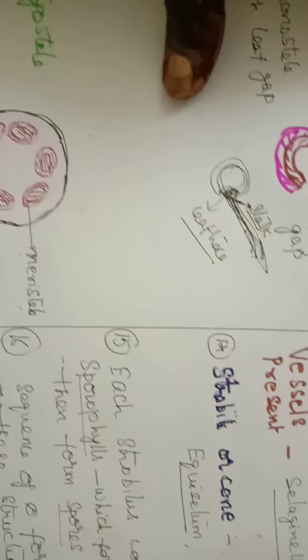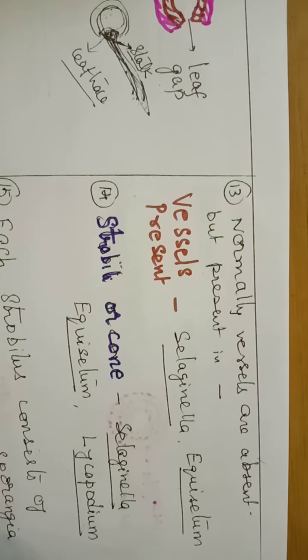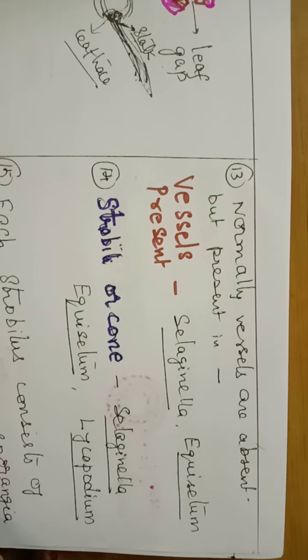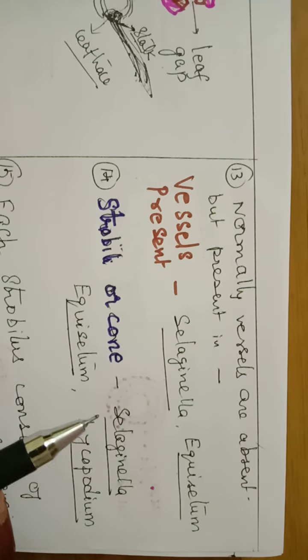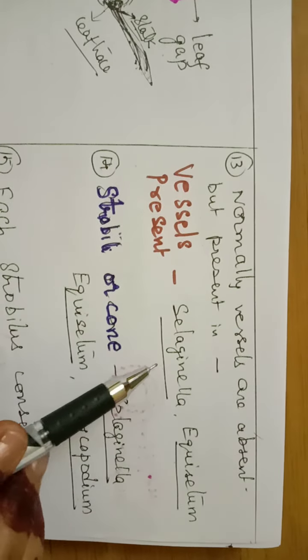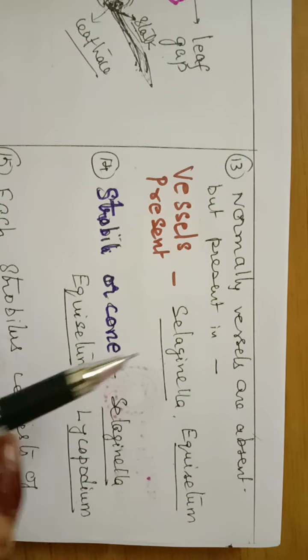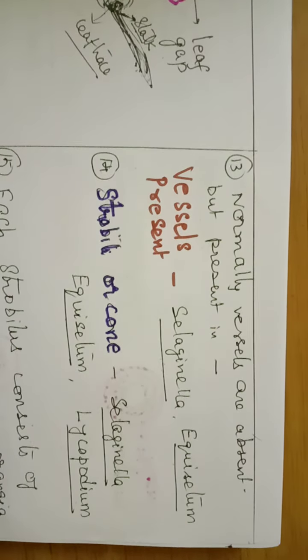Now, next, if we take the composition of xylem here, with some exceptions, normally vessels are absent in the xylem. But there is an exception. Vessels are present in plants like Selaginella and Equisetum. In Selaginella and Equisetum we find vessels.